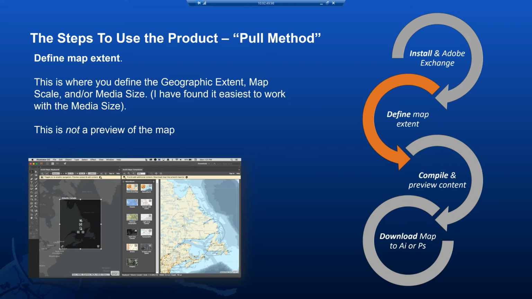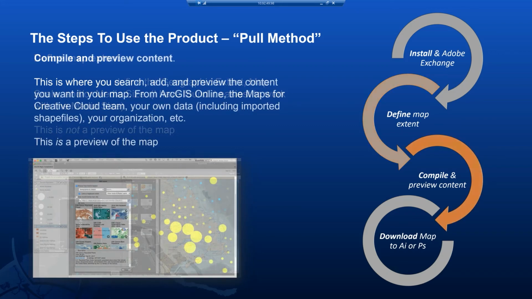The first thing you do is you define the extent. The next step is to compile and preview the content. So this is where you actually cook the meal. The layers in the data now start to take shape, and you can grab them from ArcGIS Online.